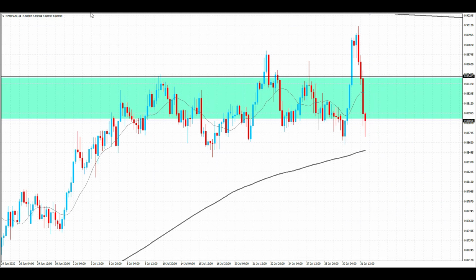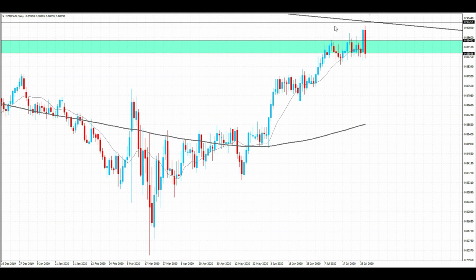But for the daily, we have our price action. We can place our stop loss above the pattern and look for our short entries.